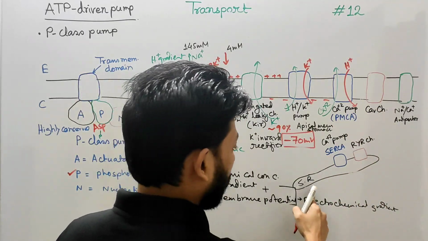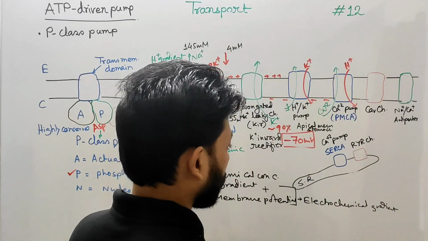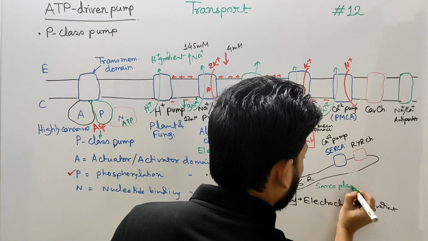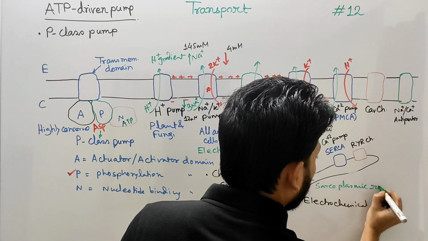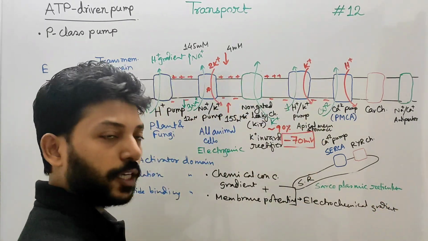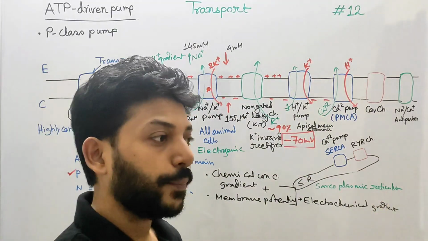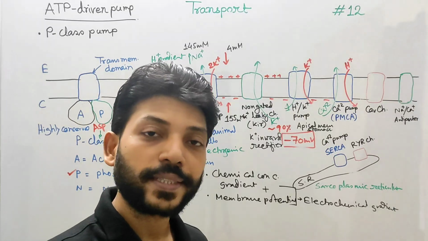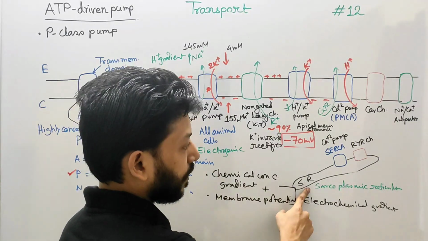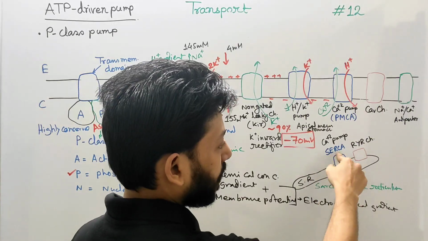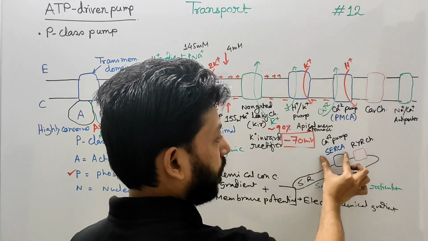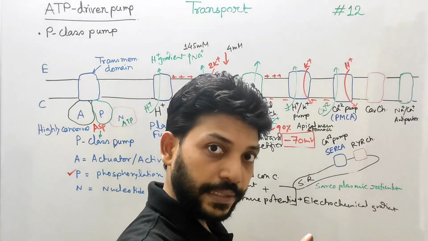In the SR, here the sarcoplasmic reticulum, these intracellular organelles are present only in the muscle cells. It could be skeletal muscle or it could be cardiac muscle. In the SR, there is also a calcium pump present. Just like the plasma membrane calcium pump, there is a calcium pump present in the SR.